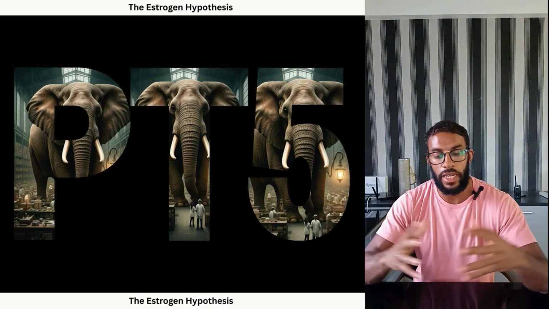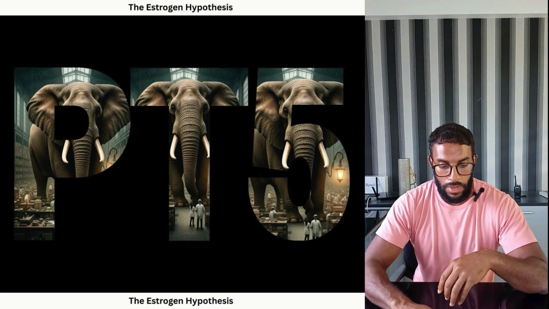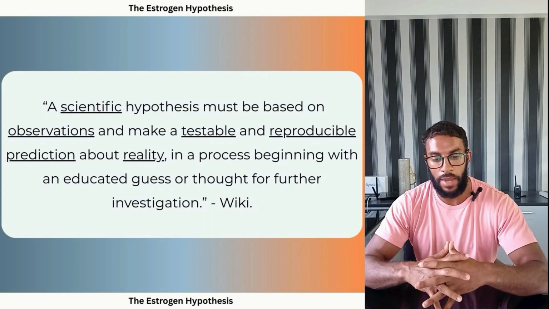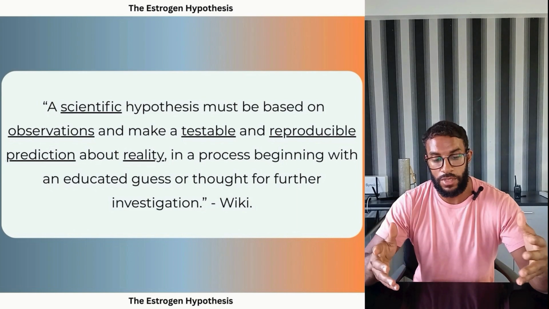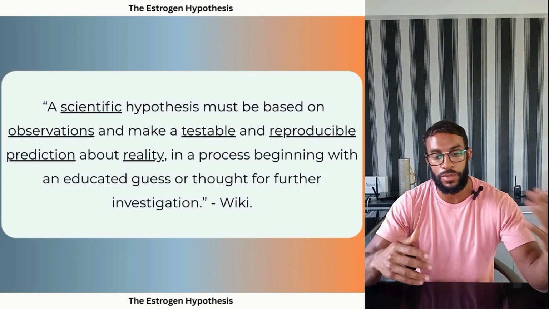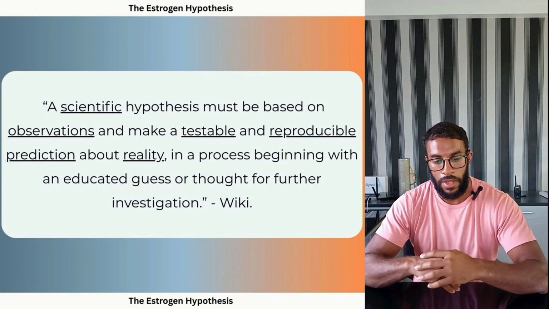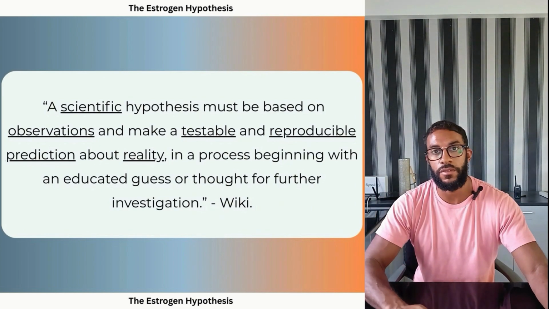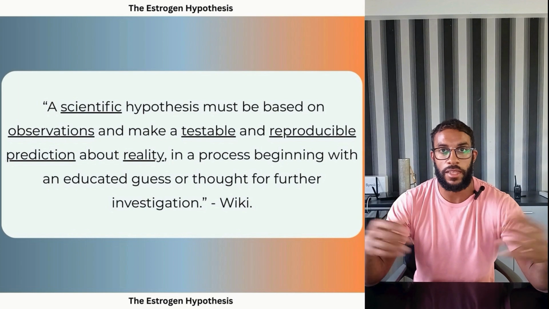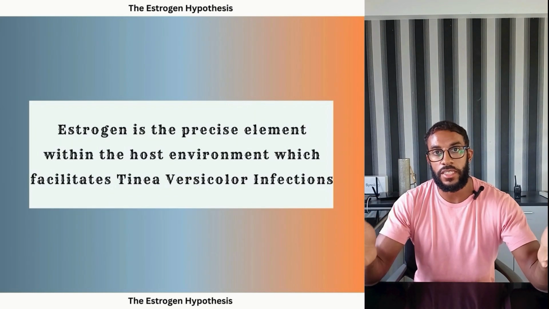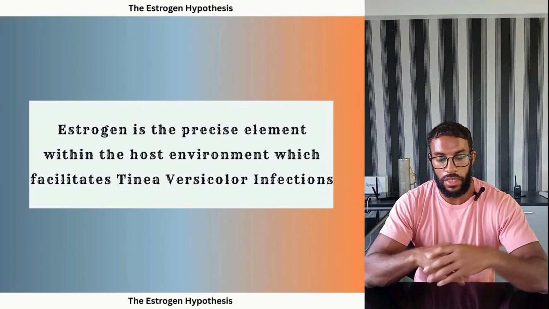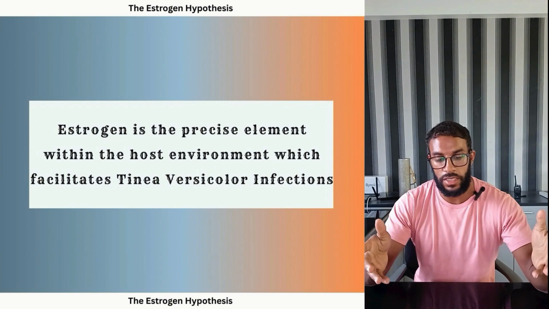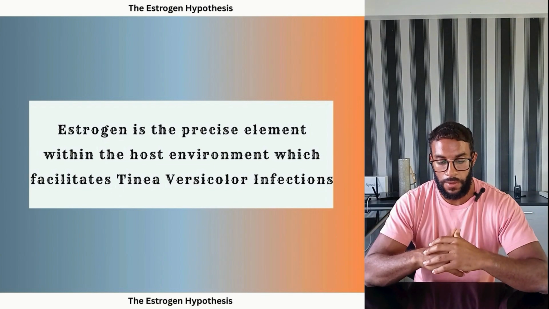Part 5, the estrogen hypothesis. We know from science that a hypothesis must be based on observations and make a testable, reproducible prediction about reality, in a process beginning with an educated guess or thought for further investigation. My hypothesis is that estrogen is the precise element within the host environment which facilitates Tinea Versicolor infections.